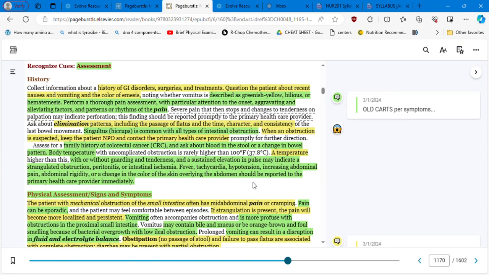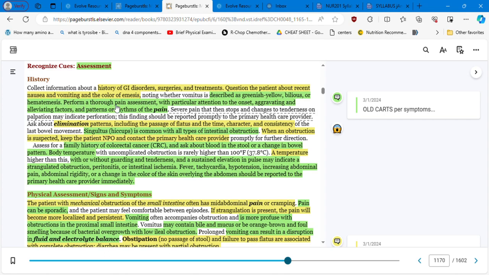Assessment. History, so you're going to ask the patient if the patient has a history of GI disorders, surgeries, and treatments. Okay, question the patient about recent nausea and vomiting and the color of the emesis. Okay, if it's bright red, or if it's coming with green content, which could suggest a problem with the bile, described as greenish yellow, bilious, or hematemesis.